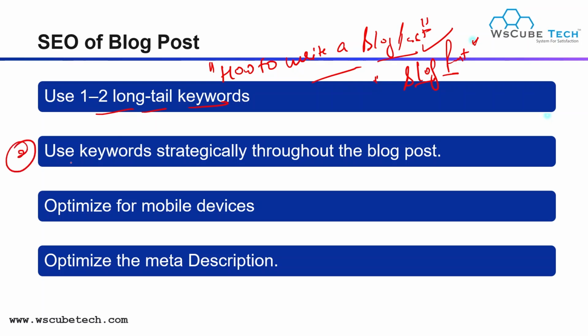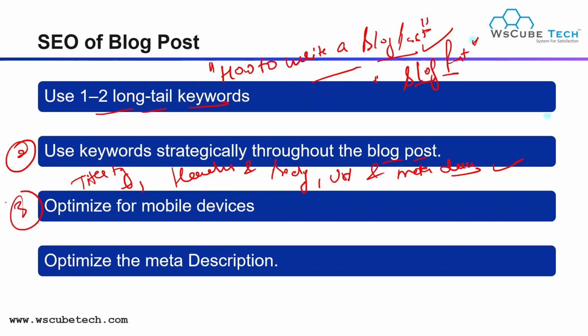Next is use keyword strategically throughout the blog post. There are 4 essential places where you should try to include your keyword: your title tag, header and body, URL, and most important, meta description. So these are the 4 essential parts. You have to use your keyword there.